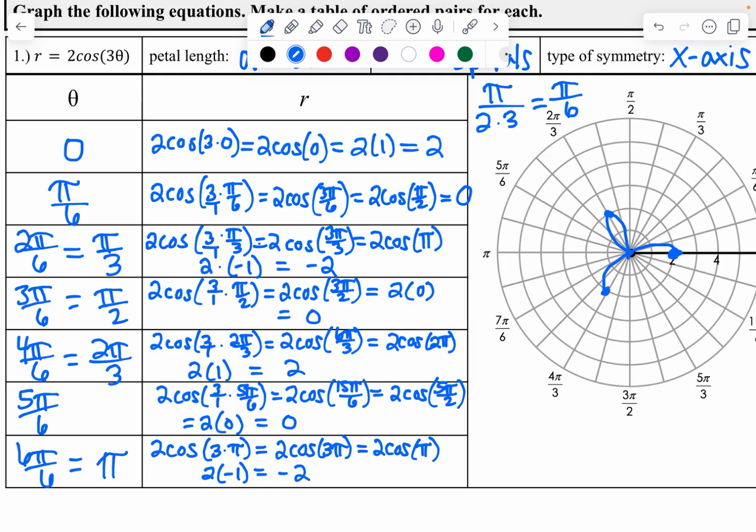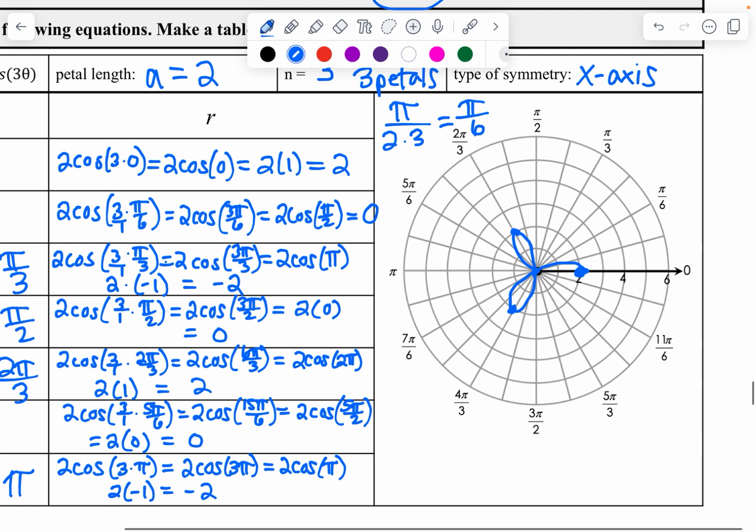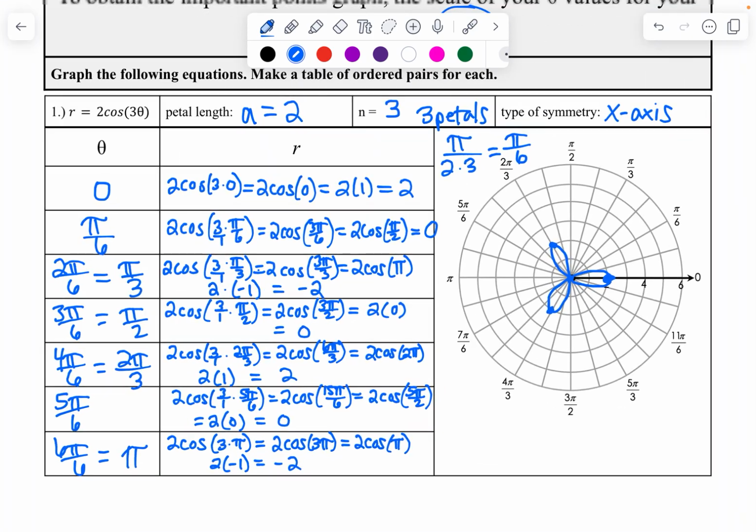And by 7 pi over 6, we'd be back at 0, and by 3 pi over 2, we'd be back at 0. By 11 pi over 6, we'd be back at 0. So here is our first rose curve. Pretty little flower there with 3 petals to it.